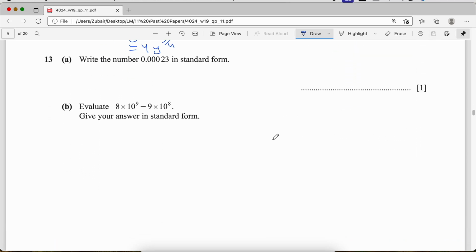Write the number in standard form. The condition is to put a decimal after the first digit and count 1, 2, 3, 4. I've increased that number 4 times, so I'll decrease the power by 4.